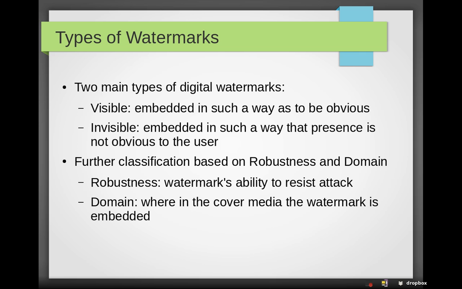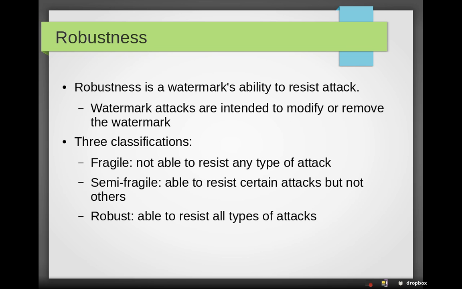So watermarks can further be classified based on robustness and domain. Robustness is a watermark's ability to resist attack, and domain is where in the cover media the watermark is embedded. Watermark attacks are intended to modify or remove the watermark. We won't discuss watermark attacks in this project.